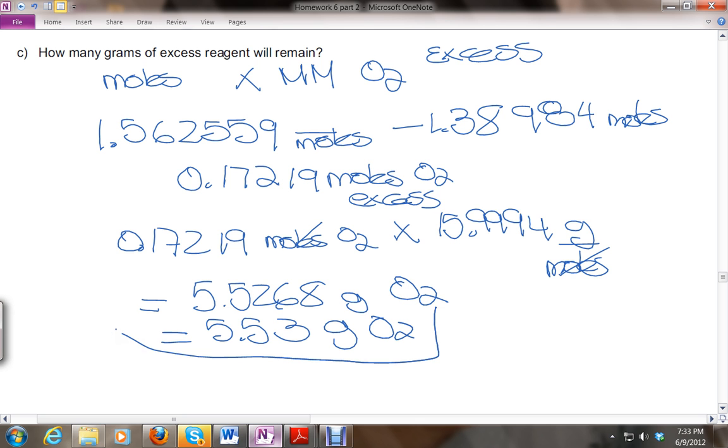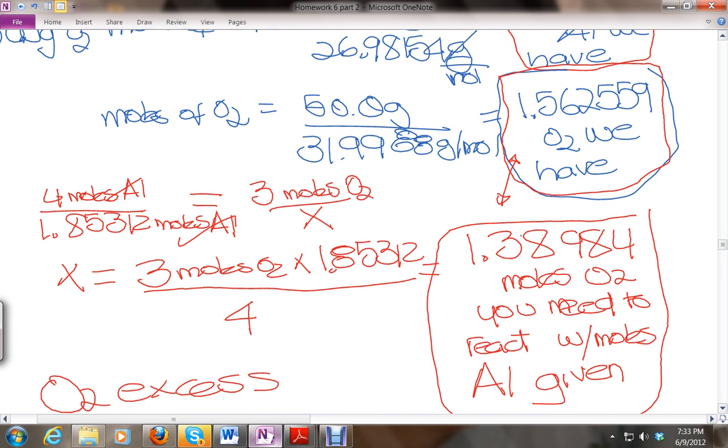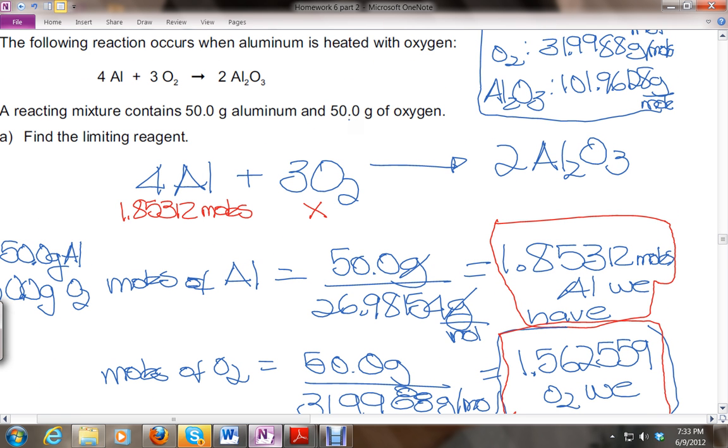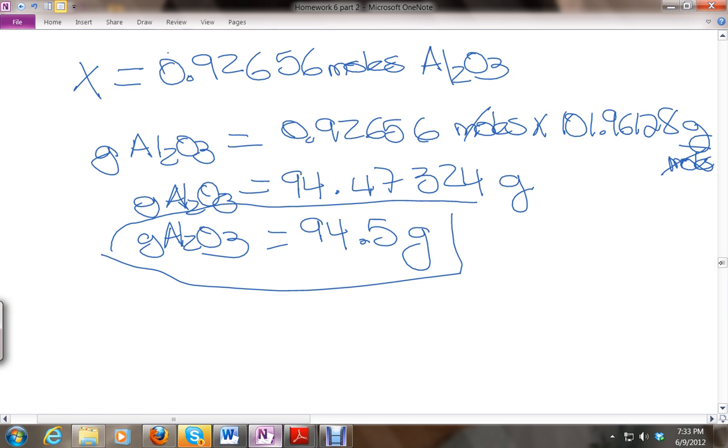Now, if you look at this, you can also do it this way. You can find out the amount needed, this is what you need, and you convert it from moles to grams. And then you subtract from the 50 that you initially had. So you subtract grams from grams. It's the same thing. I'd rather do it moles to moles because you already had to calculate the moles of oxygen.